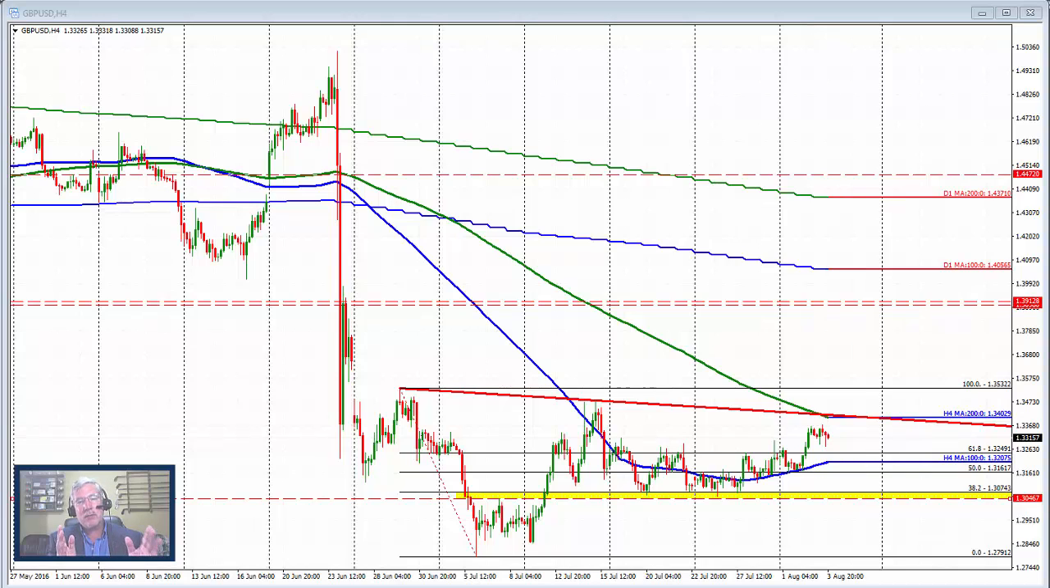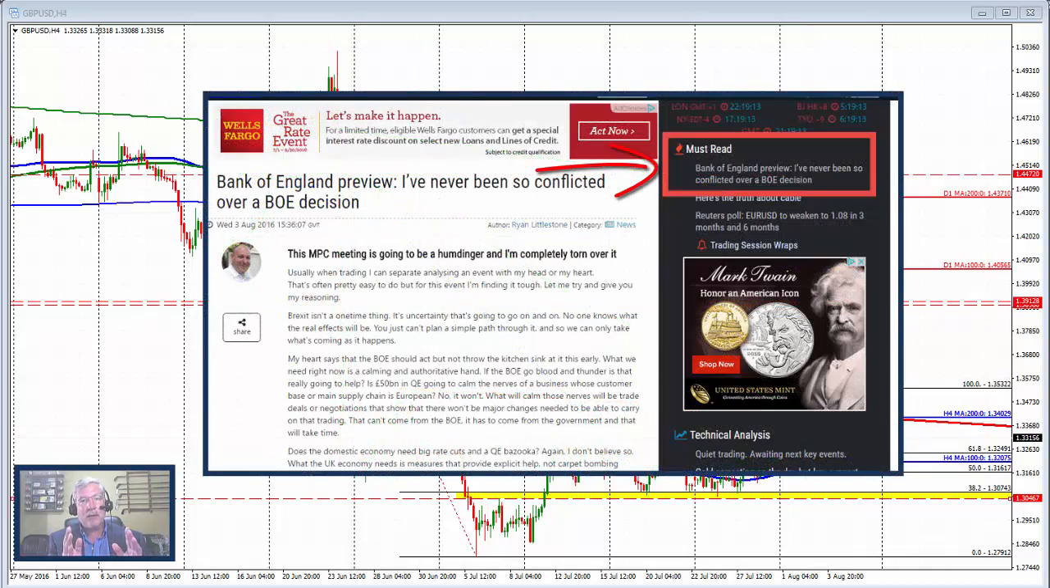There's speculation as far as additional QE, maybe lowering rates as well, and all that may or may not happen. Ryan Littleson wrote a great piece on it. If you haven't read it, go to it. Here is the link right here.